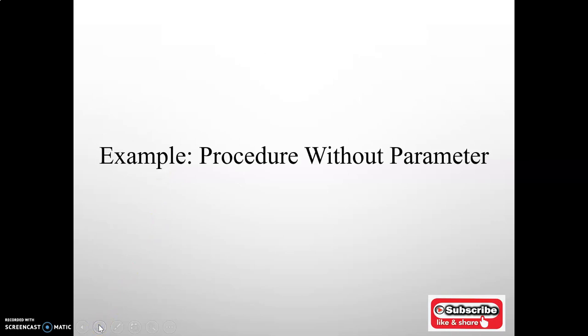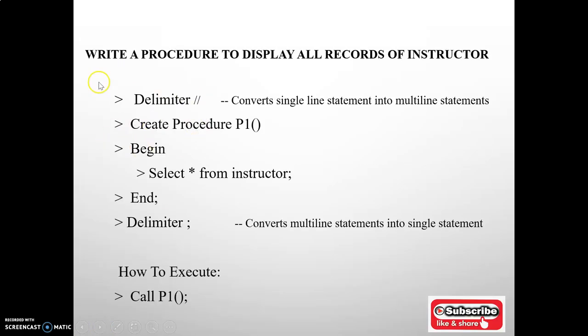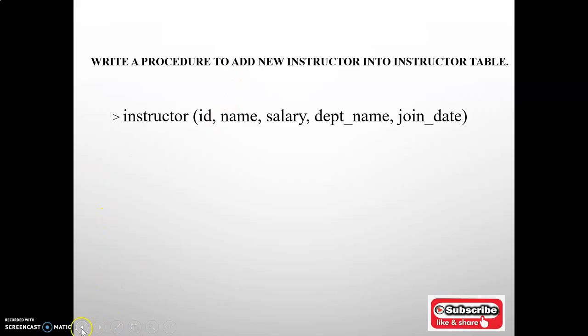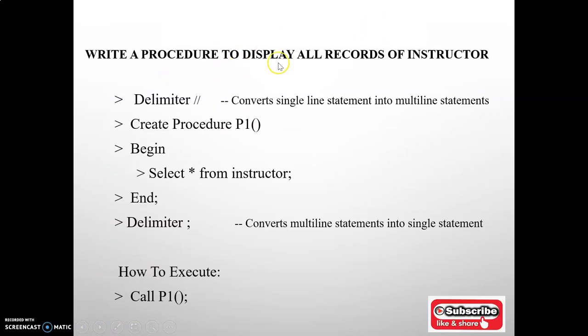Now here I will execute two procedures, one without parameter and one with parameter. The first example I have taken is a procedure without parameters. Write a procedure to display all records of instructor. So we all know how to execute this statement: simply we execute select star from instructor query, right? But how to write that with procedure, how to execute that statement is very important.